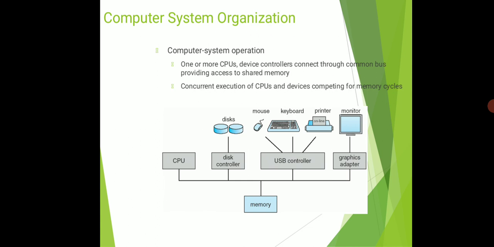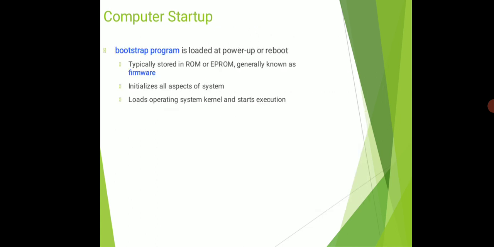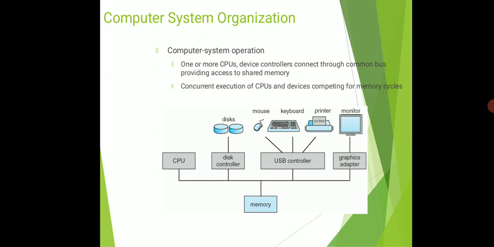So these are all called controllers, right? Lots of components are there. Those components are connected to memory, right? Here the disk controller is controlling the disk, and USB controllers are controlling the mouse, keyboard, printer. The graphics adapter is controlling the monitor. So this is the system organization, or computer system organization. The main components are CPU, disk controller, USB controller, and graphics adapter.